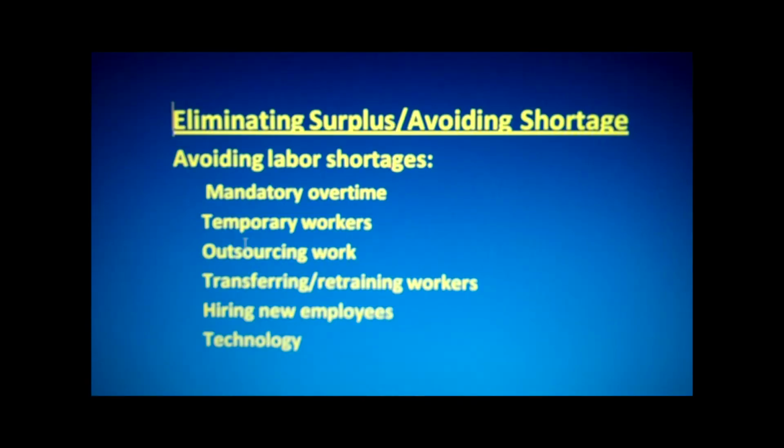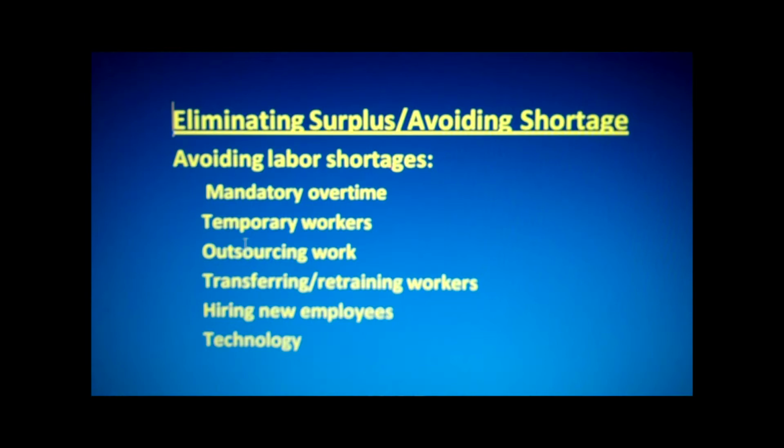A firm can use temporary workers. Now, work can be outsourced to other companies that can either make the product or provide the service. Employees can be transferred or retrained. Now, this approach can be expensive, but could also enhance the quality of a firm's human resources. There's the hiring of new employees, which can be slow and expensive, but also strengthen the organization to meet future expansion.